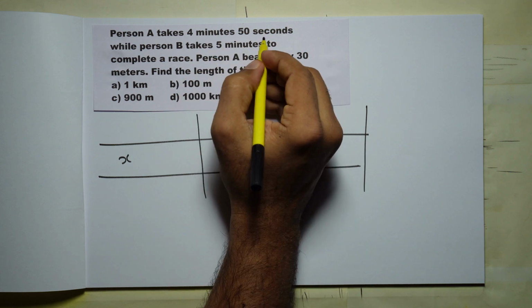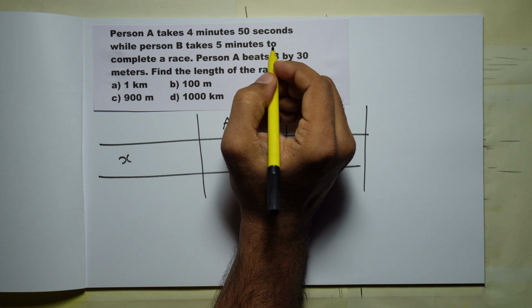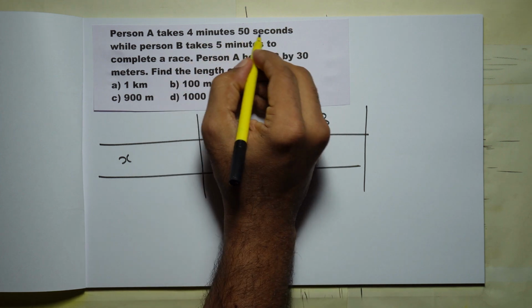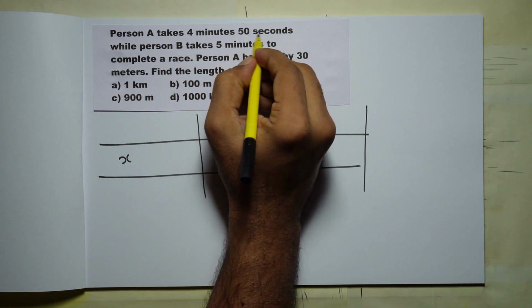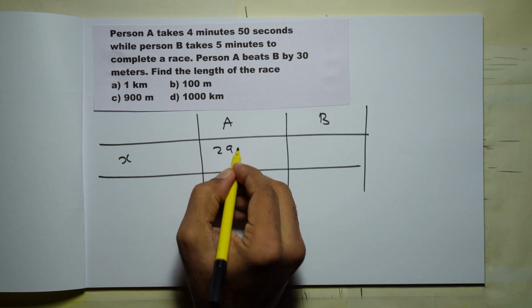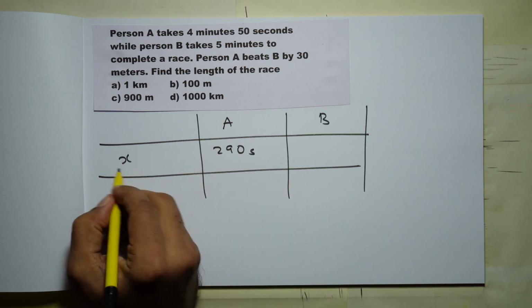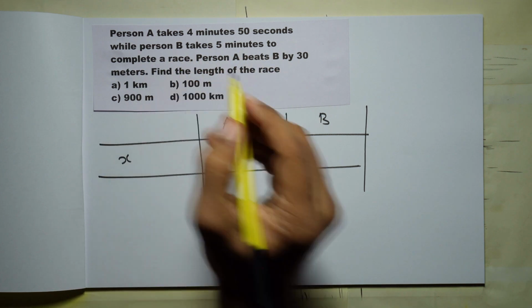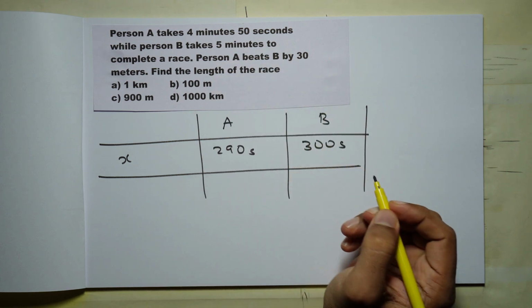That is 1 minute is 60 seconds. So 5 minutes is 5 into 60, 300 seconds. So 4 minutes and 50 seconds will be 10 seconds less. 10 seconds less than 300 is 290 seconds. So that is the time required for A to complete the race. While person B takes 5 minutes to complete the race. 5 minutes is same as 300 seconds.